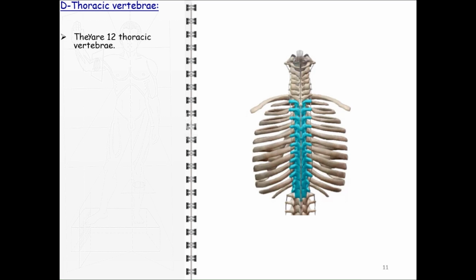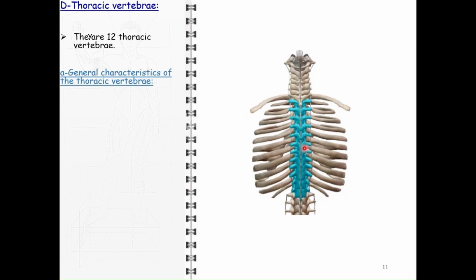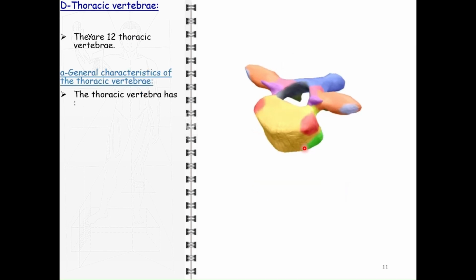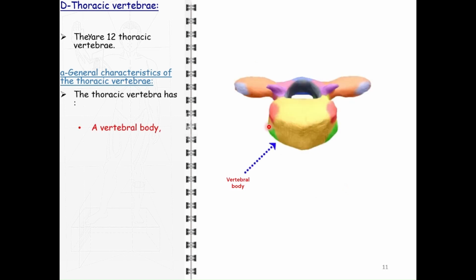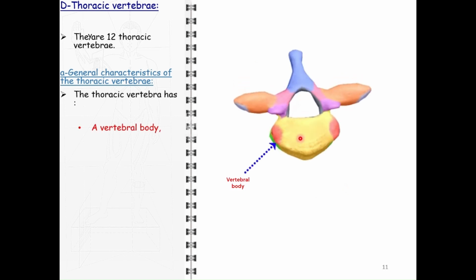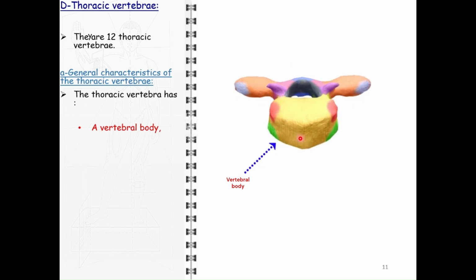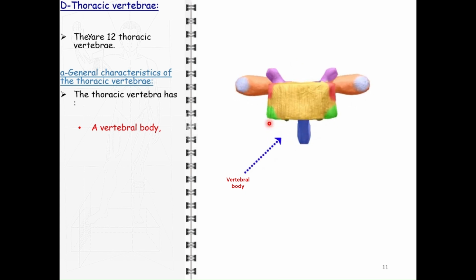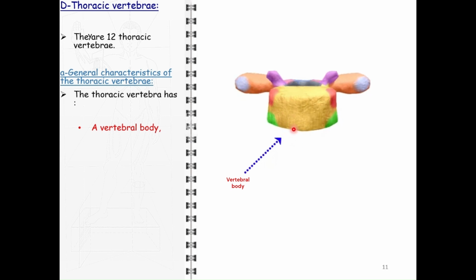There are 12 thoracic vertebrae, characterized by their articulation with the ribs. For the general features of thoracic vertebrae, each one consists of a vertebral body, which is cylindrical, with two costal articular facets on each side. Each facet forms a half-articular surface for articulation with the head of a rib.